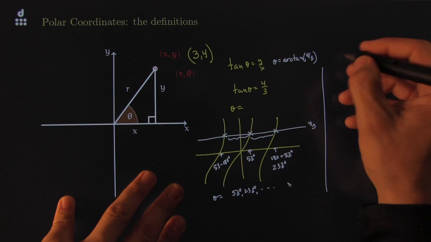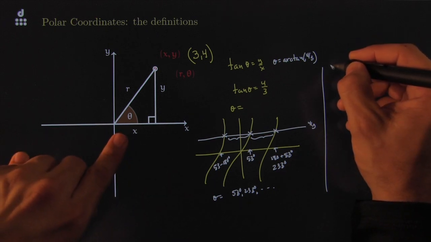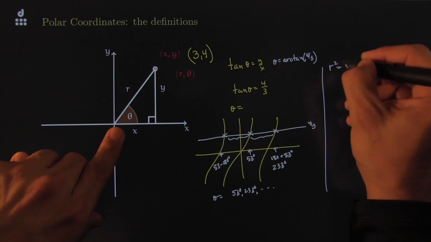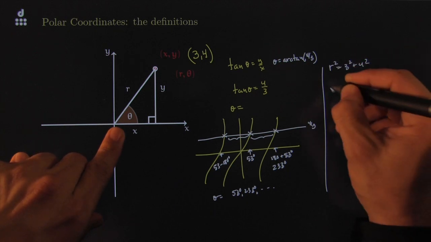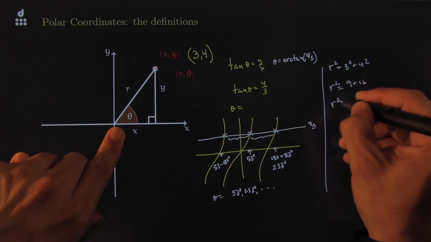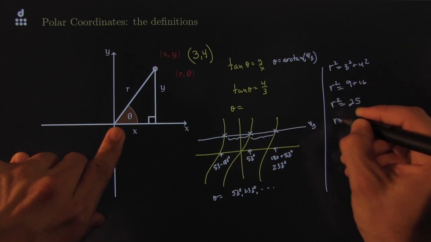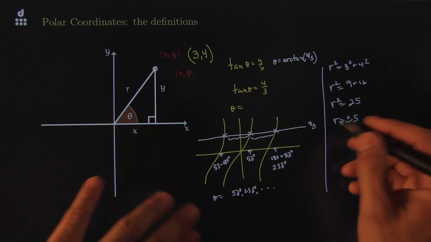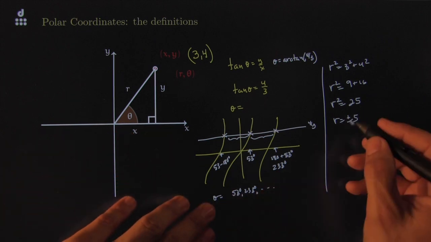Now to figure out r, we use that r squared is equal to 3 squared plus 4 squared. So therefore, r squared is equal to 9 plus 16. So r squared is equal to 25, so r is equal to plus or minus 5. Well, which r is it? Well, the truth is they both work depending on which combination of angles you pick.